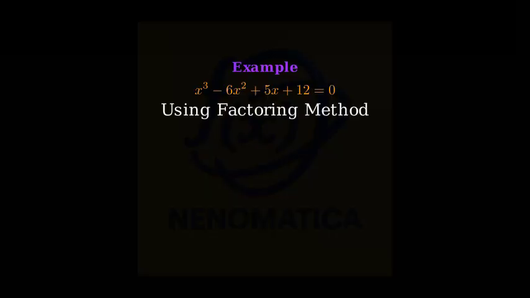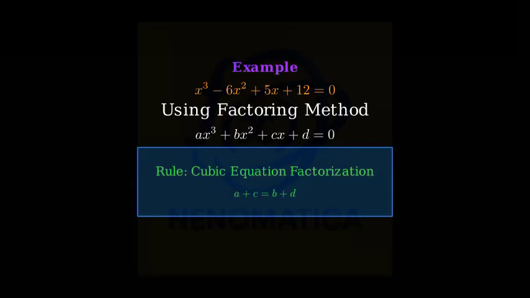This method involves finding a way to rewrite our cubic equation in the form of a product of a linear factor and a quadratic factor. Let's recall the general form of a cubic equation. We have ax cubed plus bx squared plus cx plus d equals 0. There's a useful rule for cubic equations. If a plus c equals b plus d, then we can factor the equation as a product of x plus 1 and a quadratic expression.